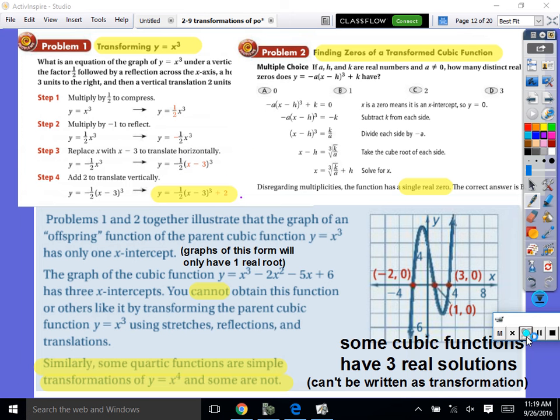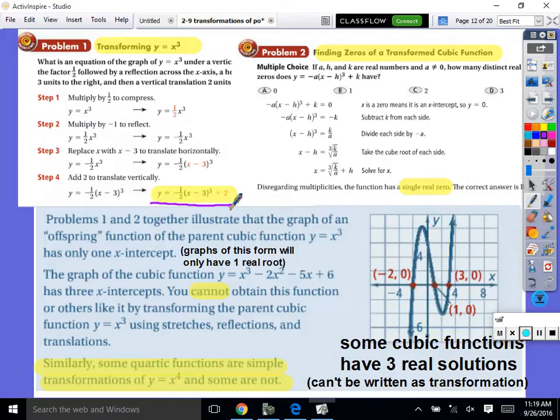So what we established before lunch is that we can take something cubic and write it as a transformation, and it looks something like this, correct? Everybody, if it has this form, we've established that there will only be one single real zero, correct? Now think about it.